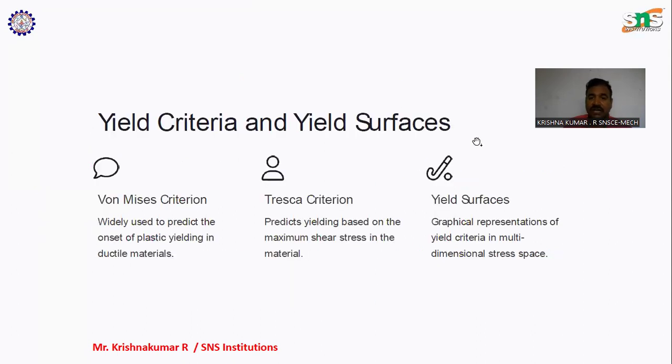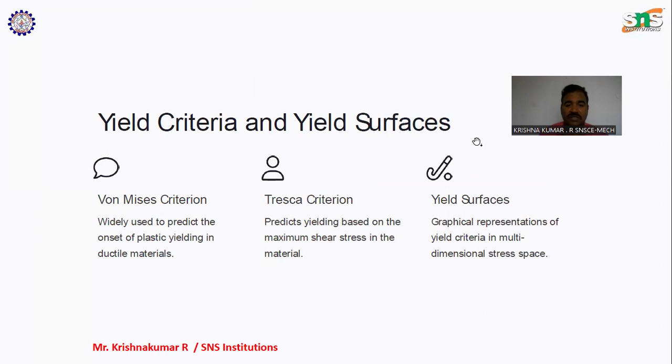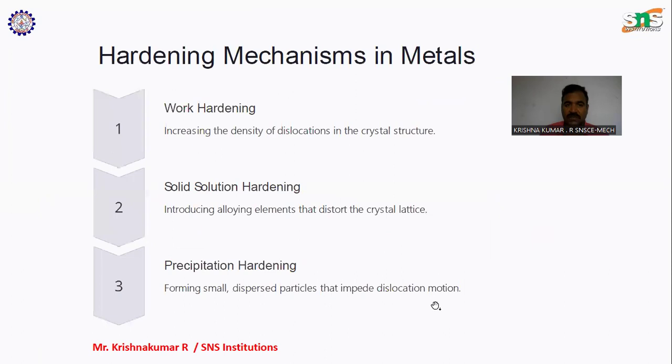Yield criteria and yield surfaces. Von Mises criterion, widely used to predict the onset of plastic yielding in ductile materials. Tresca criterion predicts yielding based on the maximum shear stress in the material. Yield surfaces. Graphical representations of yield criteria in multi-dimensional stress space.